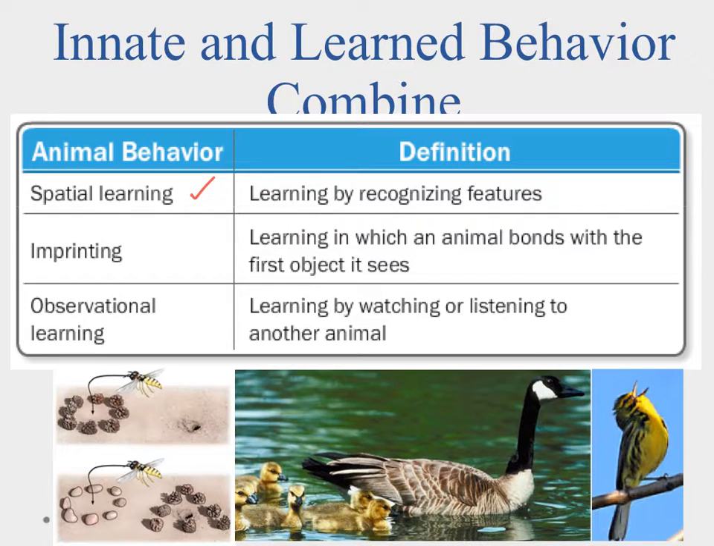And the example they'll use is a wasp that comes back, and the wasp basically will learn that its home is going to be recognized by finding landmarks. And in this case, it'll be a circle of pine cones, and it knows where to find its home from there if it's not around it.